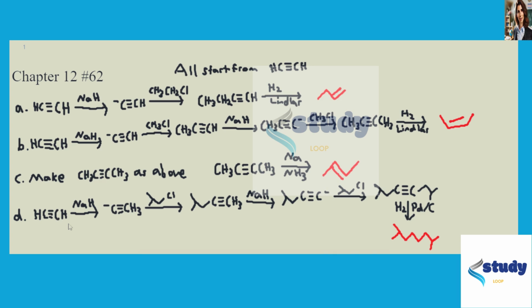And then for D, D's a little different. So you deprotonate the alkyne again. You use this alkyl chloride, add it in, do the exact same thing again to the other side of the alkyne. So now you have this symmetric molecule with the alkyne in the middle, and you just treat it with hydrogen gas and palladium on carbon. It will completely reduce the alkyne to an alkane, and that gives you the molecule that you're looking for there. And that is the answer to problem number 62.